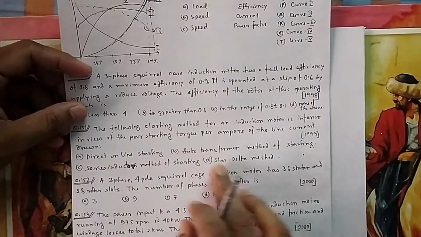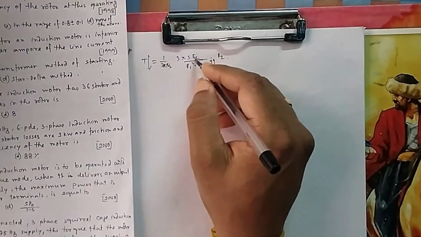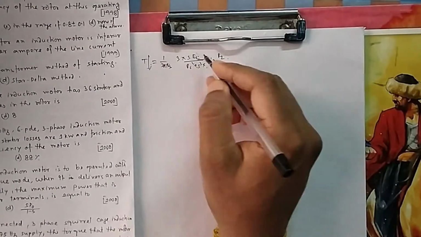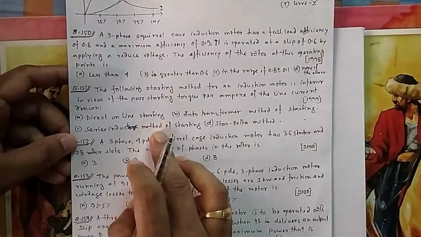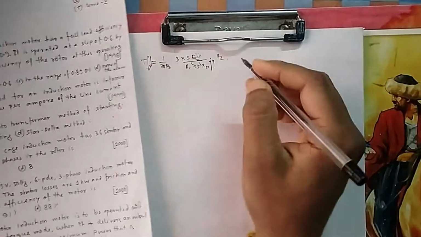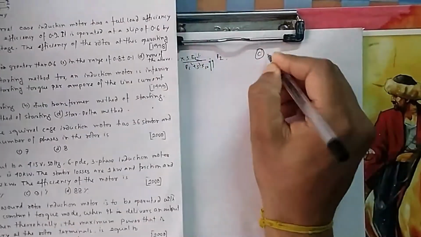So this is additional. In no other method is your X changing, only E2 is reducing. So in all these methods the torque is reducing due to E2, but here E2 is reducing and X is also increasing. So both these effects will reduce the torque more, and your starting torque will be much less. That's why it is more inferior. That is option C.